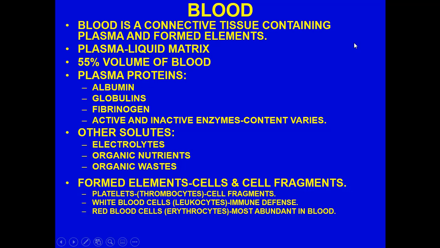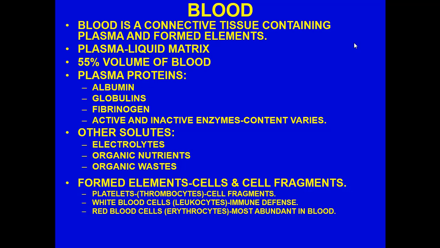Blood is a connective tissue containing plasma and formed elements. The plasma is a liquid matrix. 55% of the volume of blood is plasma, but plasma is not some sort of water and that's it. It contains a variety of proteins: albumin, globulins, fibrinogen, as well as active and inactive enzymes. The content varies. Other solutes include electrolytes, such as the ions of sodium, potassium, chlorine, magnesium, calcium, as well as organic nutrients and organic wastes.